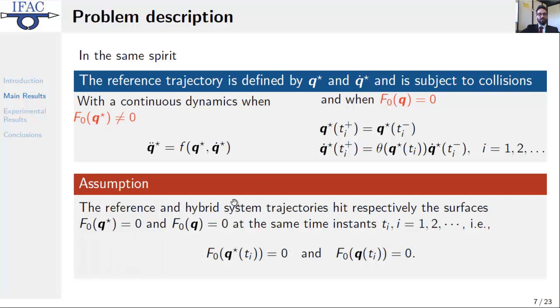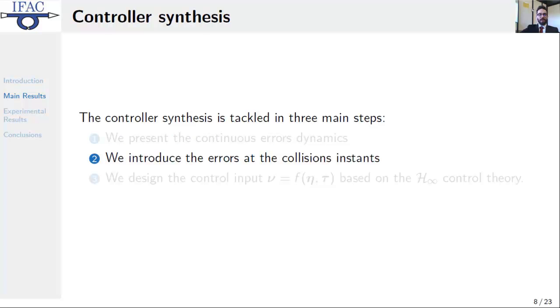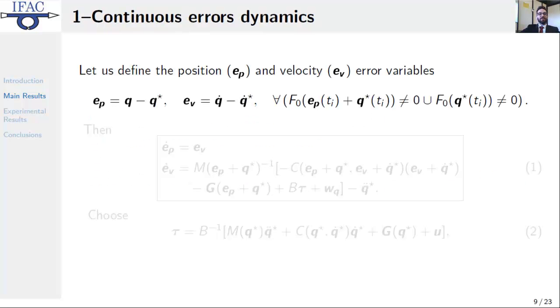We assume that the reference and the hybrid system trajectories hit the surfaces defined for each one at the same time instant. For the controller synthesis, we divide this into three main steps. First, we present the continuous dynamics. Then we introduce the errors at the collision instance. And finally, we design the control input nu as a function of an auxiliary control input eta and the torque. This is based on the H-infinity control theory. Let us start with the first step, presenting the continuous dynamics.